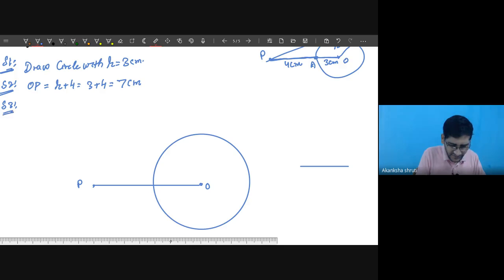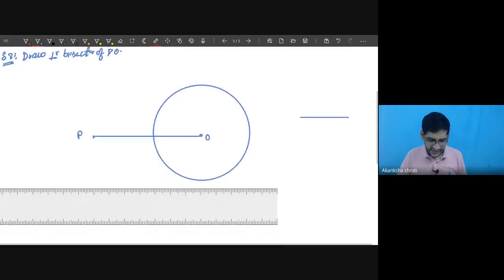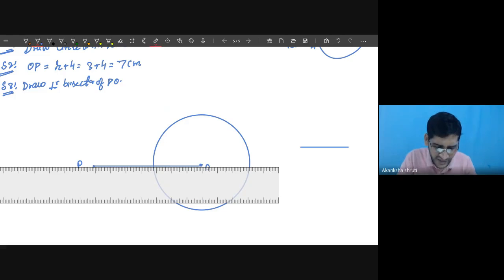So step number 3: draw the perpendicular bisector of PO. How to draw the perpendicular bisector, you already know. Student, adjust the radius of your compass greater than half of OP. Take O as the center and mark the 2 arcs on either side. Without changing this radius, change the center to point P and make the arcs. So I'm going to do that.